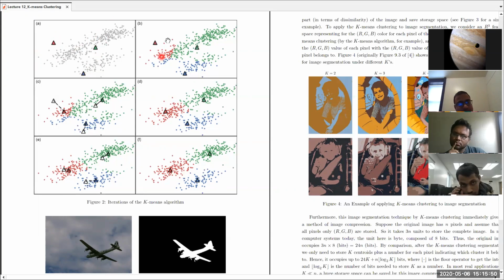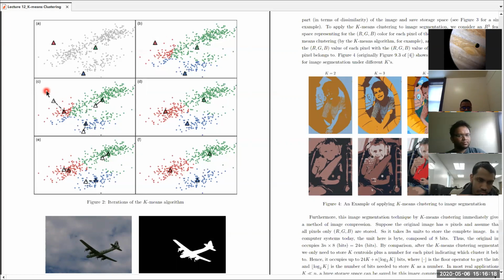Now picture B is the state where I do step 1, which is I calculate for each observation which centroid of the clusters is the closest, and then I attribute all this data to that cluster. That's why I have the red. This is the red cluster, and all these points are red because they're closest to this one. These are green, and these are blue. Very clear, right?